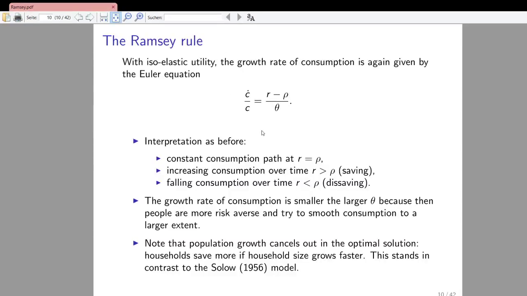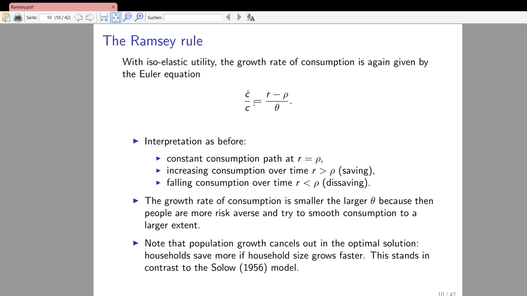Plugging that in the consumption Euler equation from before, we again get the growth rate of consumption as a function of the difference between the interest rate and the time preference rate, rho, measuring impatience, divided by theta. And the interpretation is as before. So if the interest rate is high in comparison to individual impatience, the financial markets overcompensate households for their impatience. So households would get more back in terms of capital income than what they would want to have as an exchange for their impatience. So in this case, r minus rho would be positive and they would save.